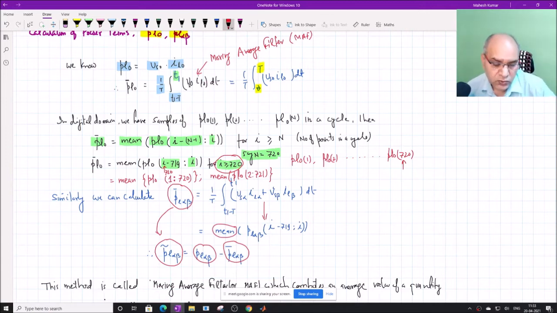Therefore, once we know these average values and the tilde values and PL0 values, then we can find out the actual reference compensator currents. And once we know the reference compensator currents, we can track them using the inverter.